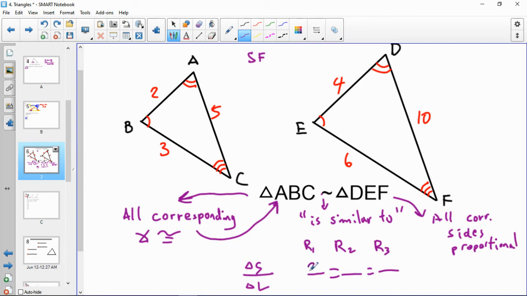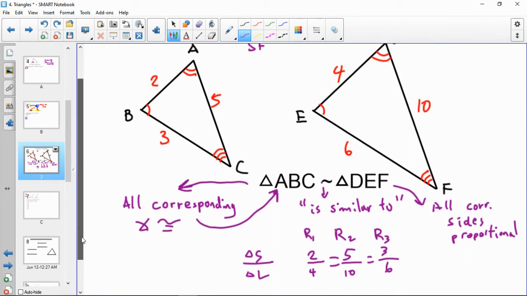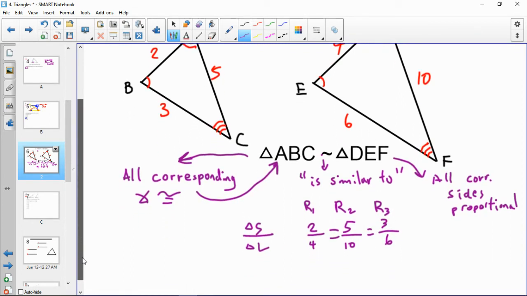So for example, if I stick 2 on top, that's 2 of the smaller triangle, and the matching side would be the 4, which is segment ED for the large triangle. If I stick a 5 on top, the bottom is supposed to be a 10. If I stick the 3 on top, I know the bottom is supposed to be a 6. And setting it up like this makes it easier to pull the numbers.